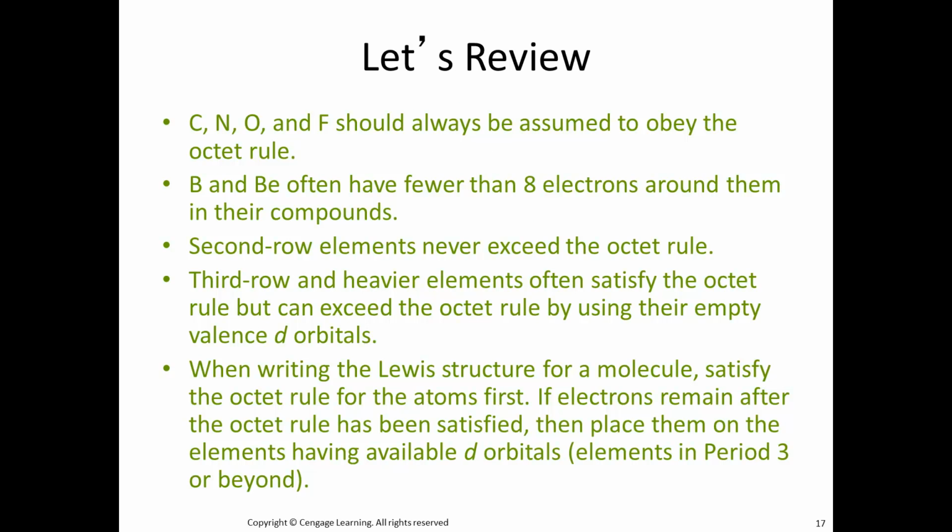So let's review. Carbon, nitrogen, oxygen, and fluorine should always be assumed to obey the octet rule. Boron and beryllium often have fewer than 8 electrons around them in their compounds. Second row elements never exceed the octet rule. Third row and heavier elements often satisfy the octet rule, but can exceed the octet rule by using their empty valence d orbitals. When writing Lewis structures for a molecule, satisfy the octet rule for the atoms first. If electrons remain after the octet rule has been satisfied, then place them on the elements having available d orbitals, elements in period 3 or lower.